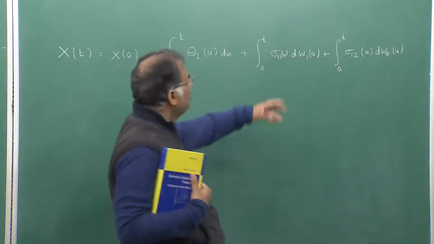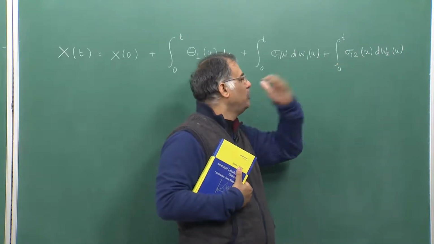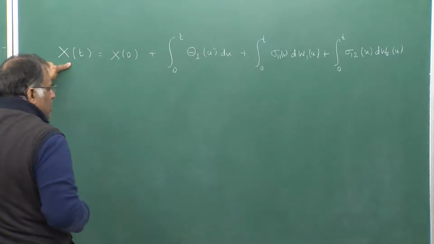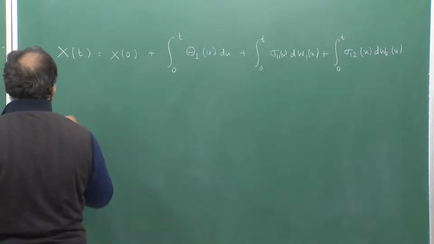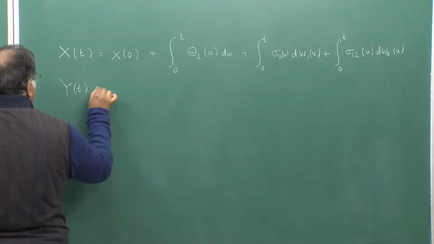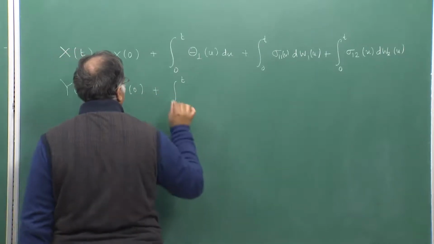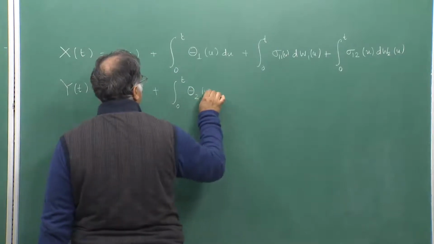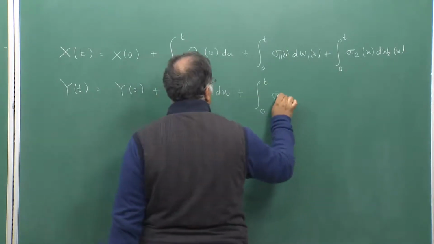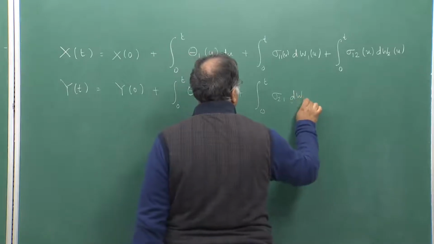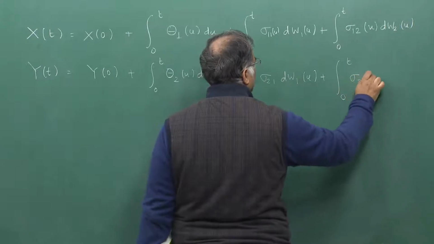So, it is some sort of a correlation coefficient sort of thing, and it is a function where you are essentially describing the first Ito process, but you are talking about the second Brownian motion. Similarly, you can write y_t is equal to y_0 plus integral 0 to t theta_2(u) du plus integral 0 to t sigma_21 dW_1 and integral 0 to t sigma_22 dW_2.